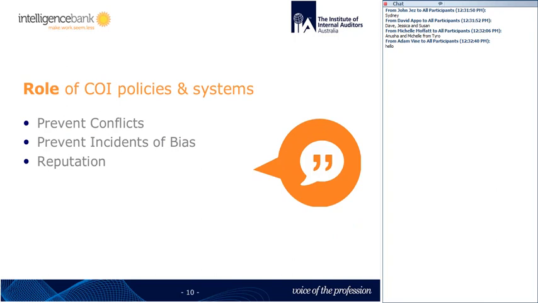And you need to do this to obviously prevent conflicts from happening, to prevent incidents of bias happening, and also for reputation. Because a lot of times something might not have actually happened, but because the conflict exists, the organization suffers from reputational damage as well down the line. So that's another important thing to think about.